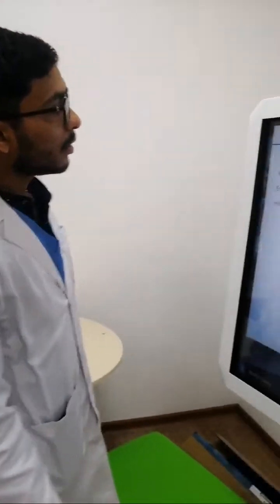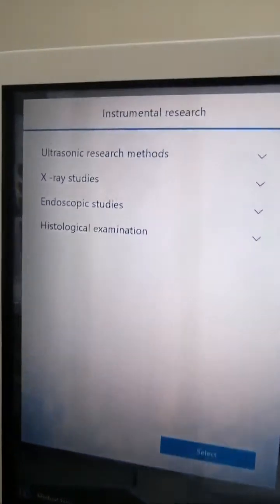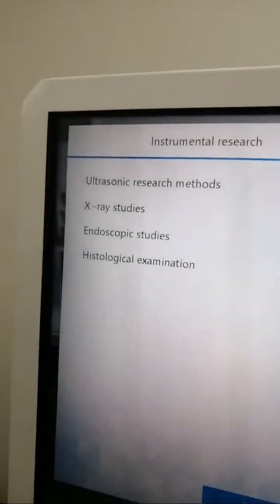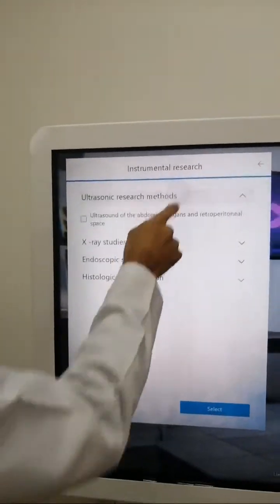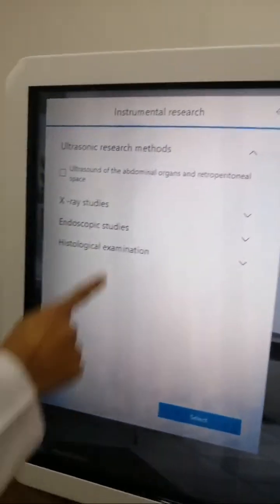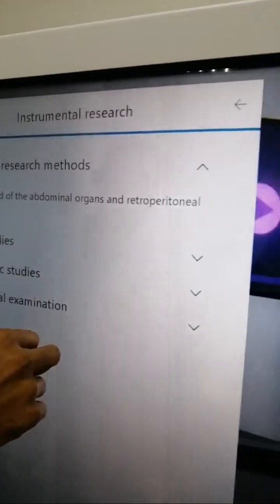First, ultrasound. Ultrasound research methods. Okay. Ultrasound of the abdominal organs and the retroperitoneal space. Why do we need it? Because the pain is occurring in the epigastric region, so we should observe the abdominal organs by ultrasound.